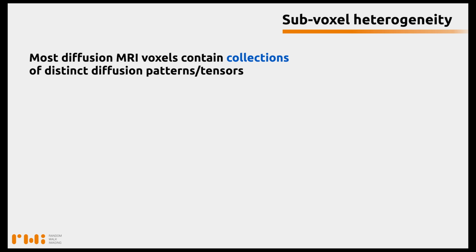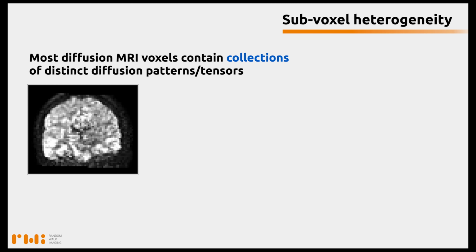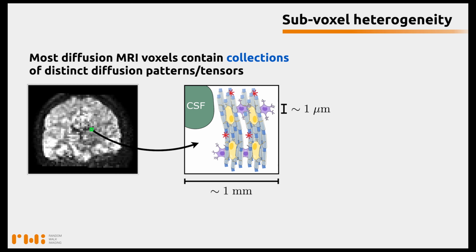Now let's address the main issue that diffusion MRI may face, sub-voxel heterogeneity. In most diffusion MRI voxels, you will find a collection of distinct diffusion patterns, or diffusion tensors if we talk about the mathematical objects that represent them. So if I take this coronal slice of the brain imaged by diffusion MRI and I isolate one voxel, in this voxel you may have a collection of environments. So for example, in this case, the voxel was close to the ventricle, so you may expect some CSF. And it was also in a voxel that contains some white matter, so you may find these white matter bundles.